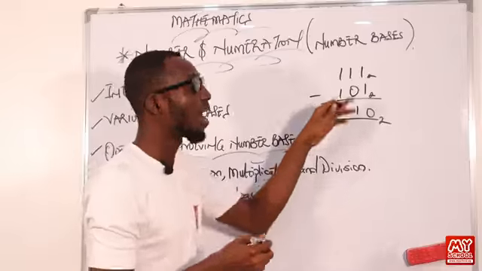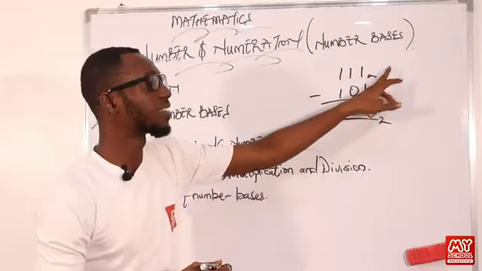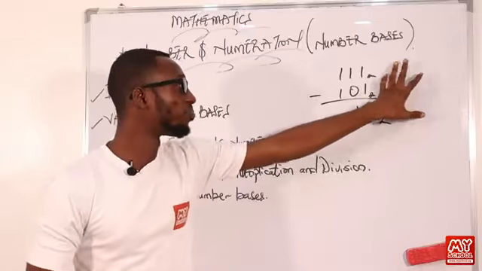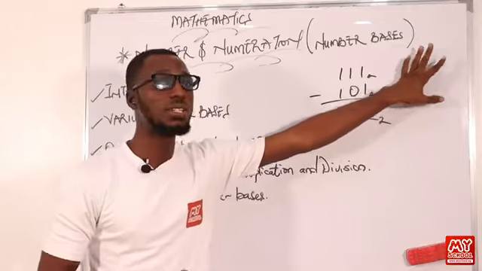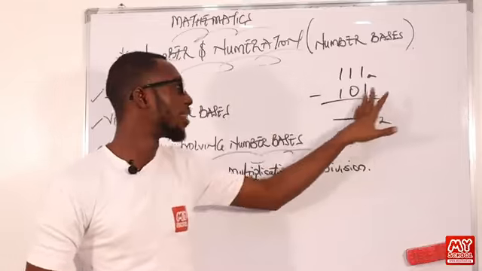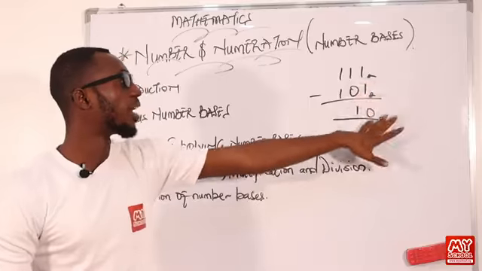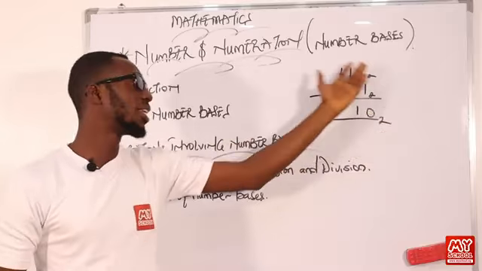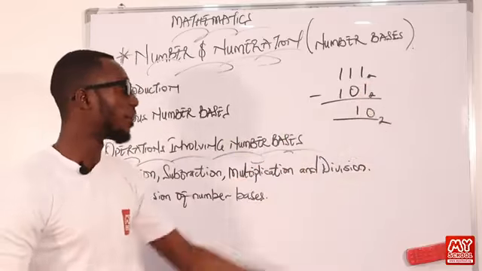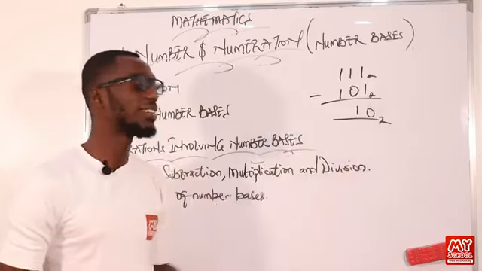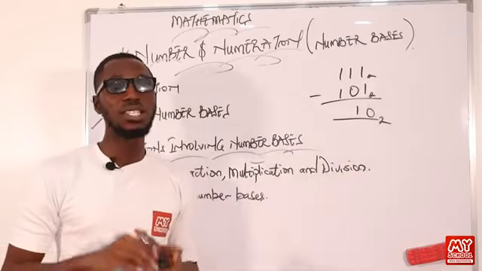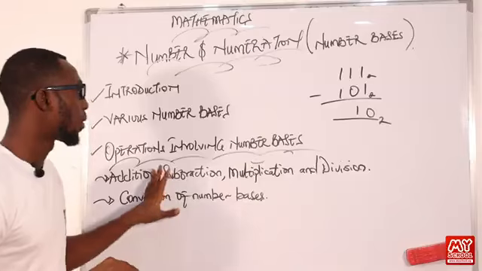Or I can decide to first convert this to their various values in base 10, then I will do the normal subtraction, then bring the answer back to the base 2 that we are working in. Don't worry, in the next video, I will provide you with more step-by-step explanation. So we can decide to use this.